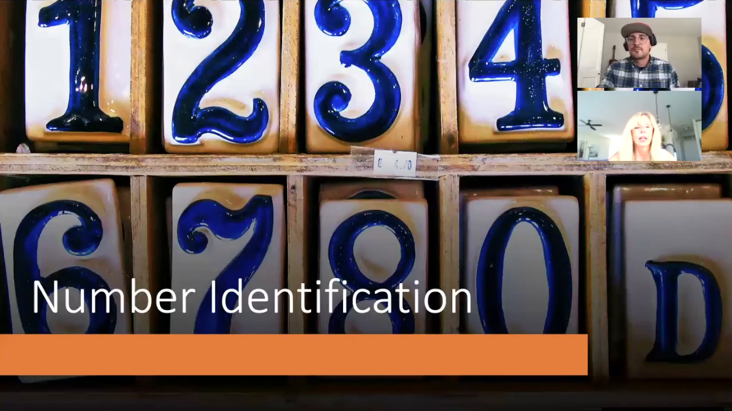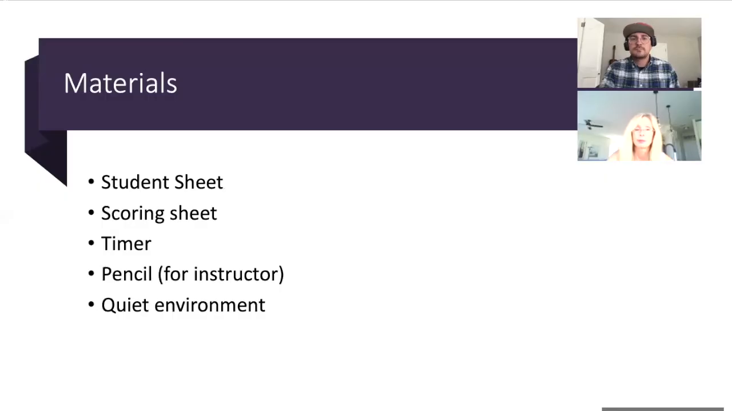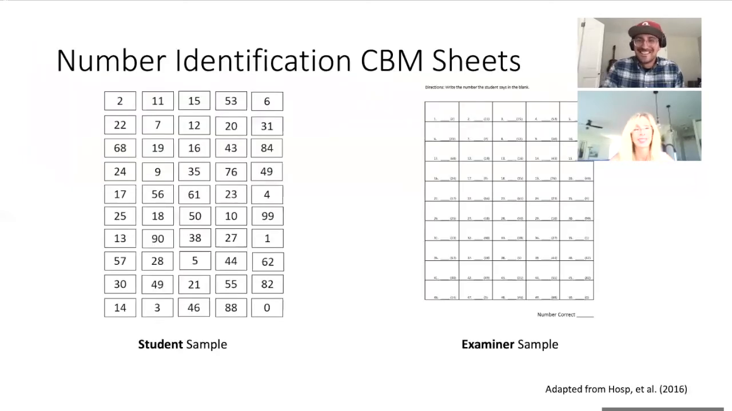Great point. So the next skill we're going to talk about is number identification. The materials that you would need for this are the student's data sheet, your scoring sheet, a timer, your pencil, and again, that quiet environment. Everything's the same, Cynthia. It just keeps going.